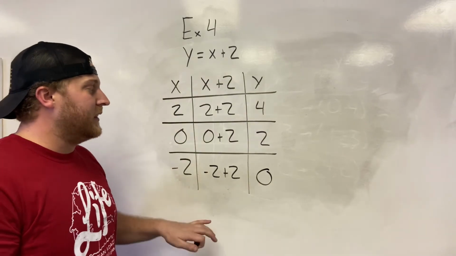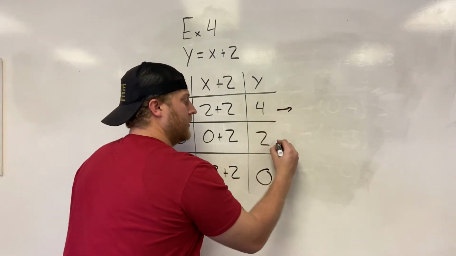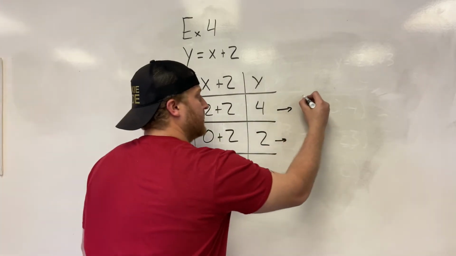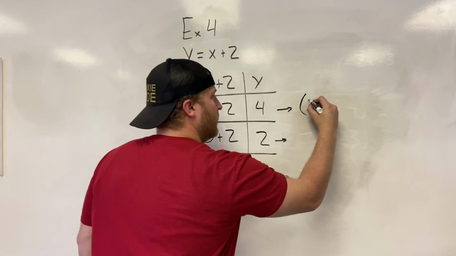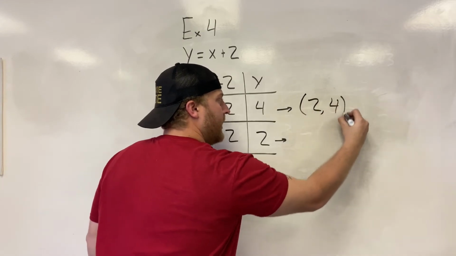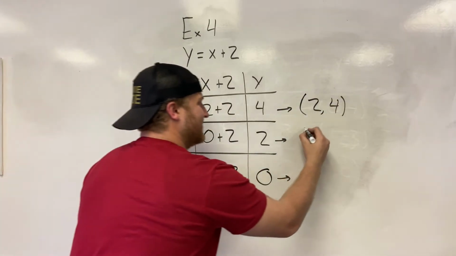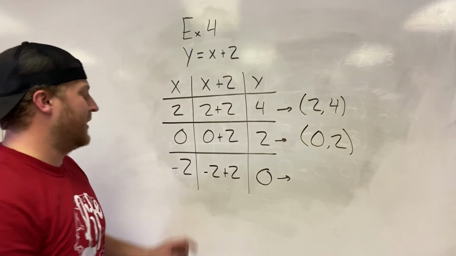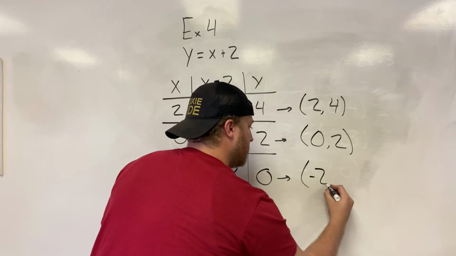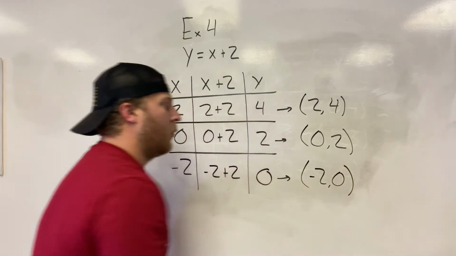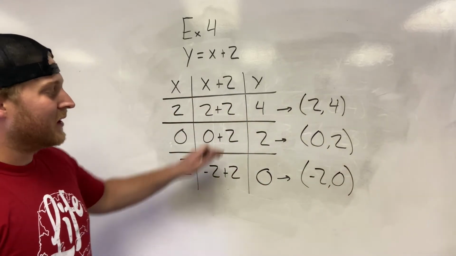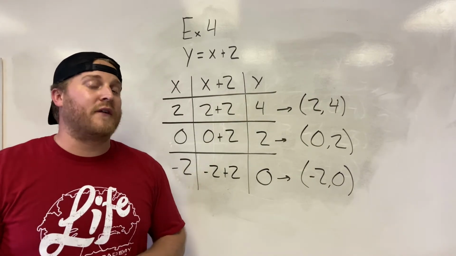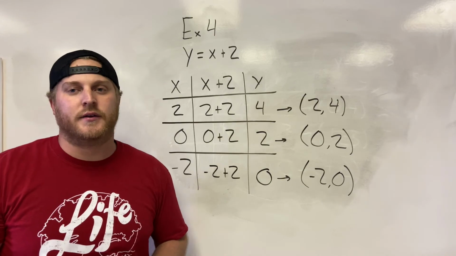Now that we have done this, let's write out our ordered pairs. This first one is going to be when x is 2, y is 4. When x is 0, y is 2. And when x is negative 2, y is 0. Now that we have our ordered pairs, we're going to go to the graph and graph our points and then draw our line.